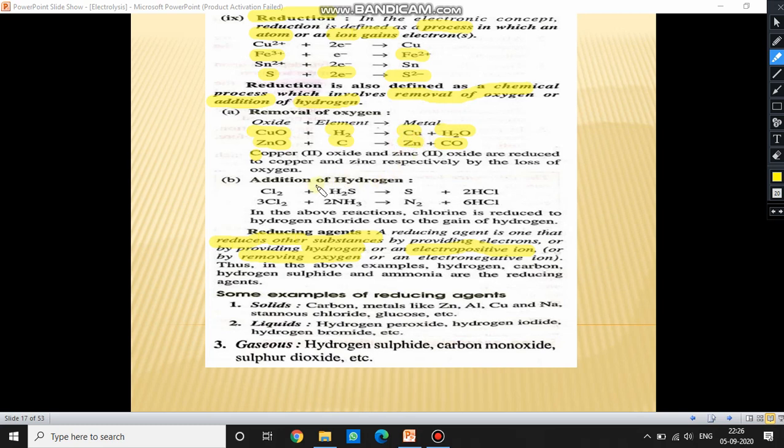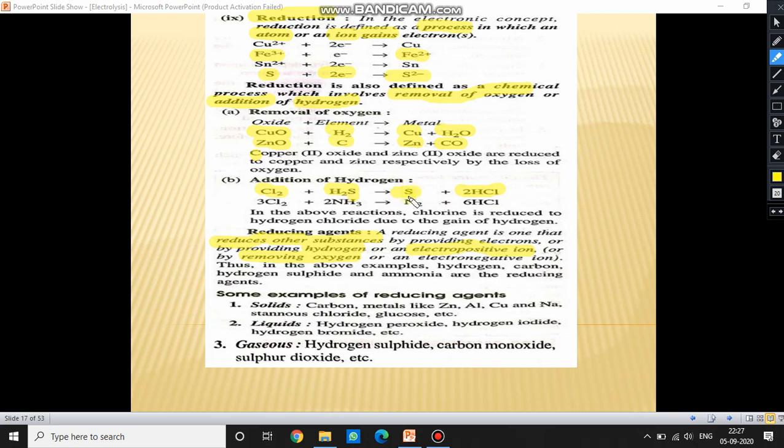Now another way to look at it, addition of hydrogen. So with Cl2, H2S is a reducing agent. It can supply hydrogen to this Cl2 and as a result Cl2 becomes HCl. So Cl2 is adding hydrogen to itself, and that is why it is getting reduced. But what happened to H2S? H2S was the reducing agent. It provided its hydrogen to Cl2 and it has become S. So it has got oxidized.